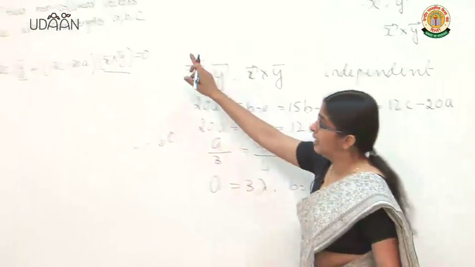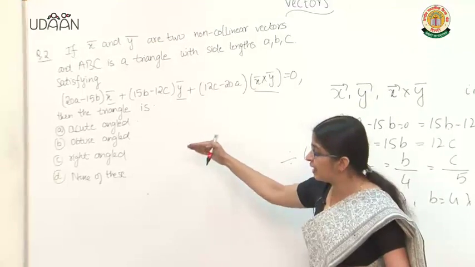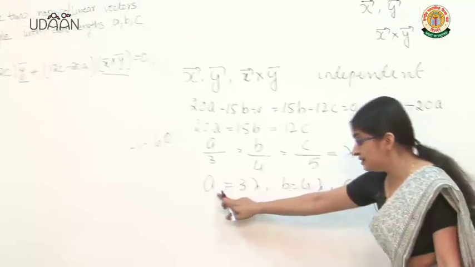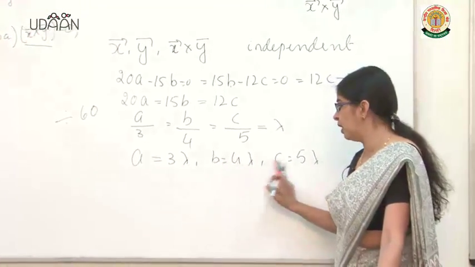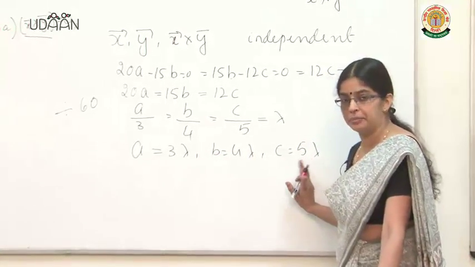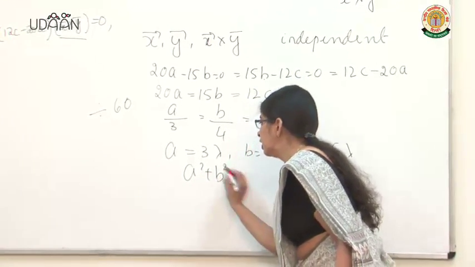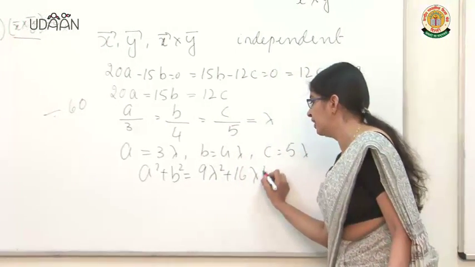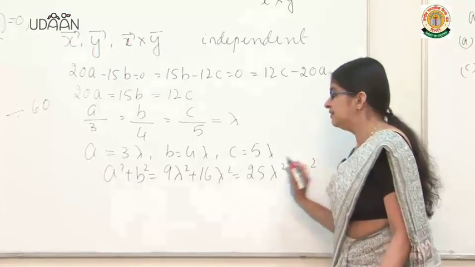Now we have to tell what about the triangle ABC? Is it acute angle, obtuse angle, right angle or not? For that, look, length of side A is 3 lambda, B is 4 lambda and C is 5 lambda. We know 3, 4 and 5 are Pythagorean triplets. Still let's calculate A square plus B square. A square plus B square is coming out to be 9 lambda square plus 16 lambda square, which comes out to be 25 lambda square. It's nothing but C square.